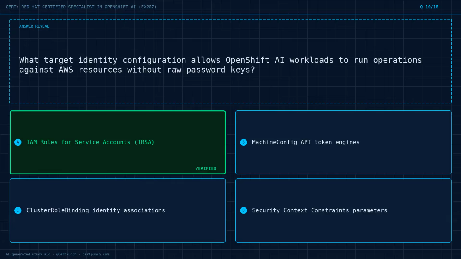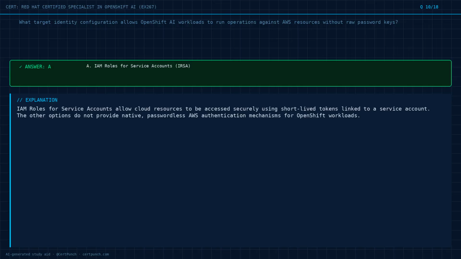The correct answer is option A. IAM roles for service accounts, IRSA. Behind the answer, IAM roles for service accounts allow cloud resources to be accessed securely using short-lived tokens linked to a service account. The other options do not provide native passwordless AWS authentication mechanisms for OpenShift workloads.